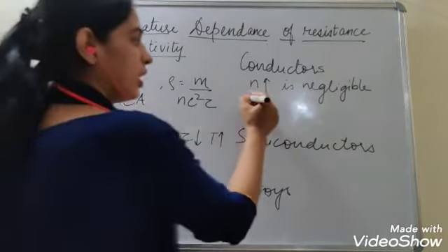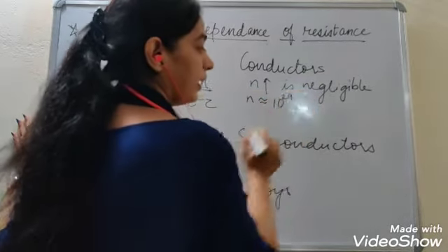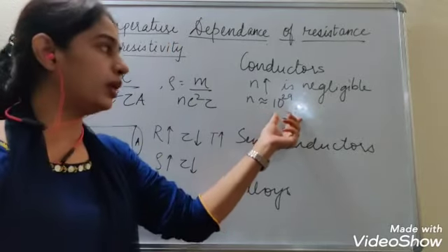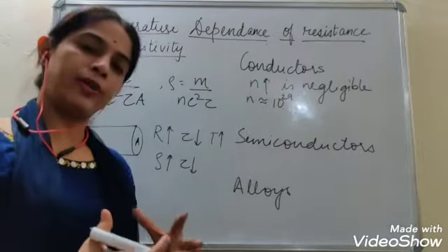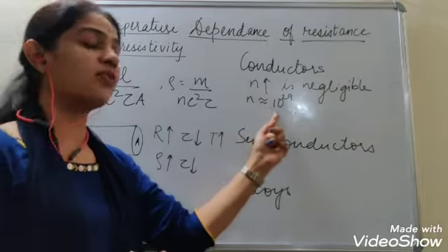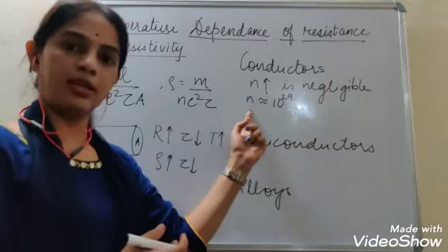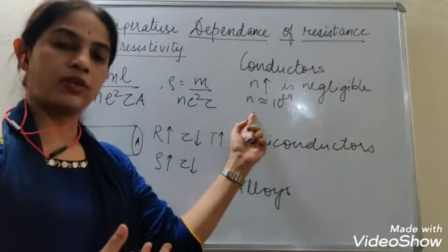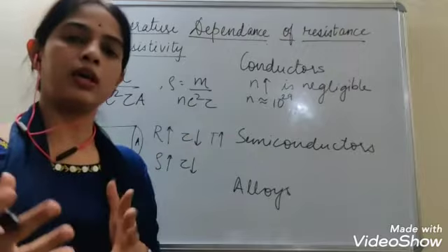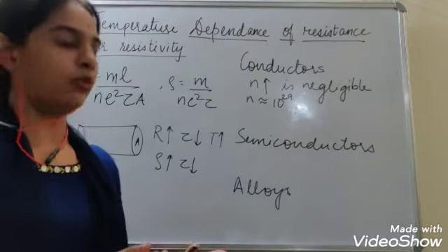Because at room temperature only, conductors have a very high charge density. The charge density N is approximately equal to 10 to the power 29. Can you imagine, 10 to the power 29 is approximately equal to infinity only. So at room temperature only, the free charge density of good conductors is very high. So when you increase the temperature, surely N will increase, the number of free electrons available will increase, but adding 1000 or 100 or 200 to infinity will not have much influence on infinity.